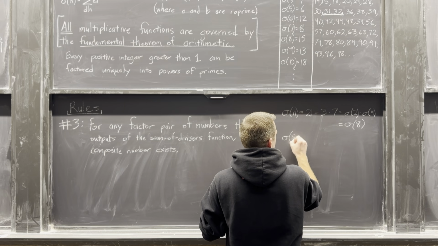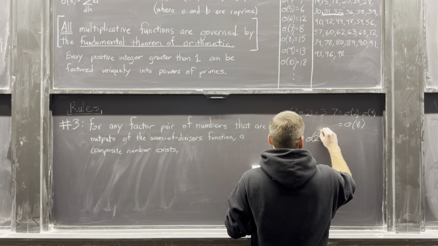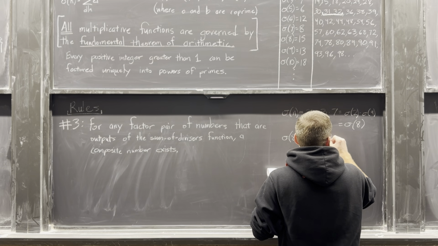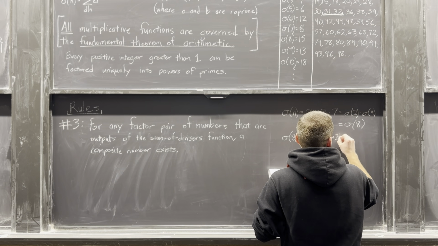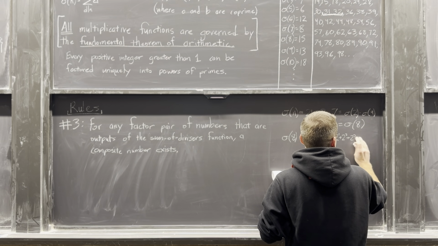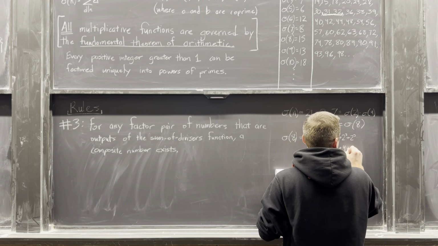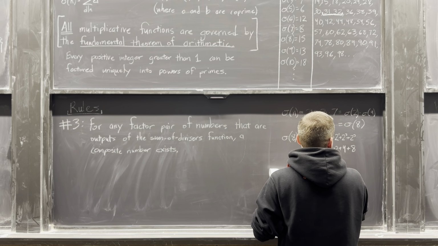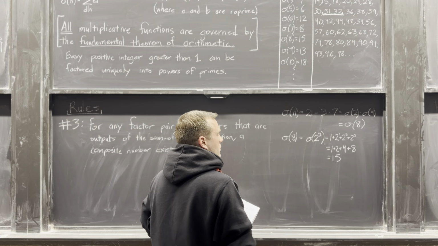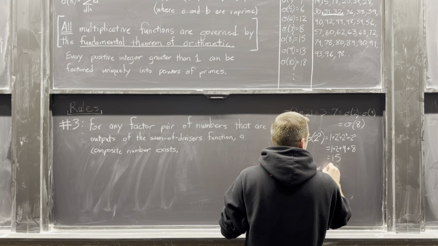Then we do sigma of 8, we have sigma of 2 to the 3, which is equal to 1 plus 2 to the 1 plus 2 to the 2 plus 2 to the 3, which is equal to 1 plus 2 plus 4 plus 8, which is equal to 15. 21 does not equal 15.